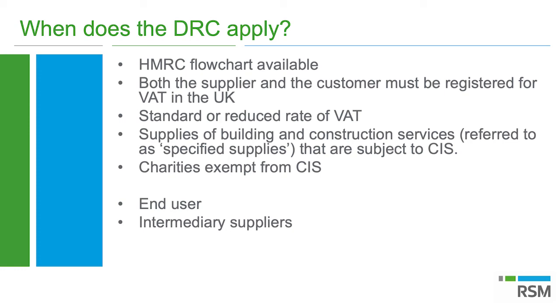Furthermore, it is likely that housing associations will be end users, and any subsidiaries of the housing association will qualify as intermediary suppliers. Again, where these two statuses are held, the reverse charge should not be applied.